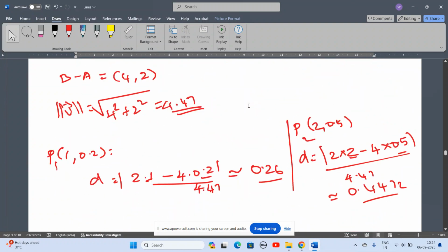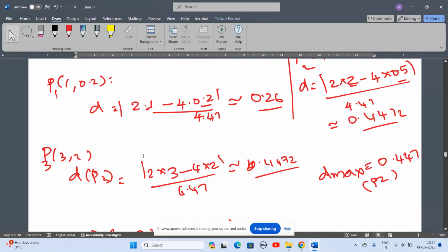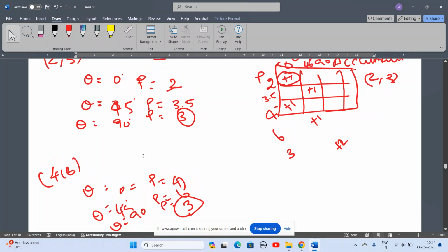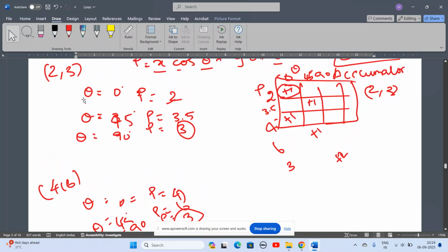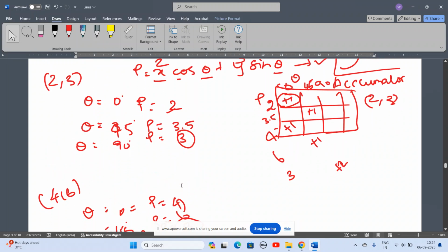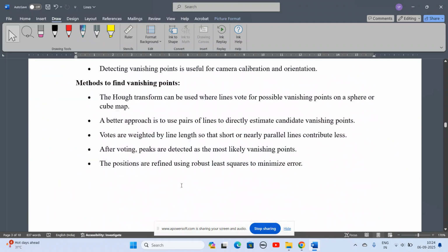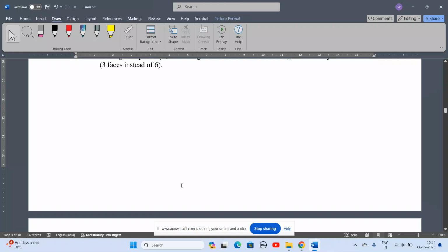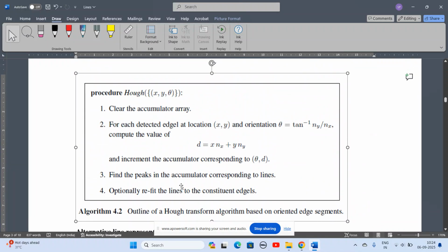Here we have seen, right. In case of the first edge point, we have taken theta 0 and we got a different distance. For theta 90 we got 3, for the point 2 comma 3. For another edge point, 4 comma 6, for theta 90 we again got the distance 3, which means we have got two votes for theta equal to 90 degrees and distance equal to 3. So in this case the voting will happen, and the votes will be accumulated.